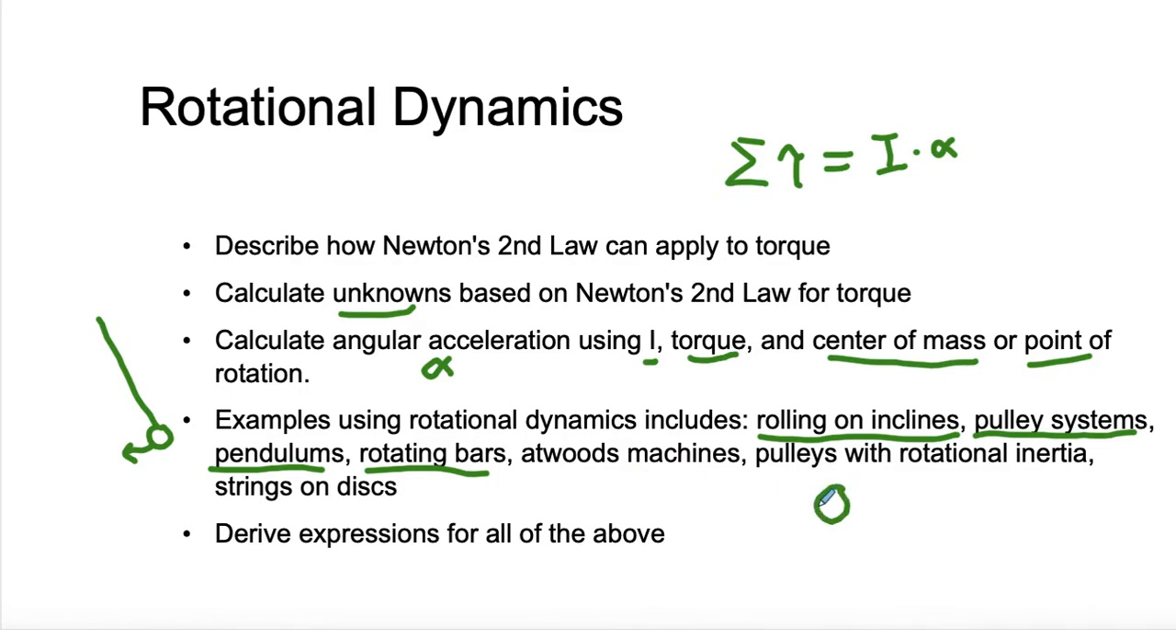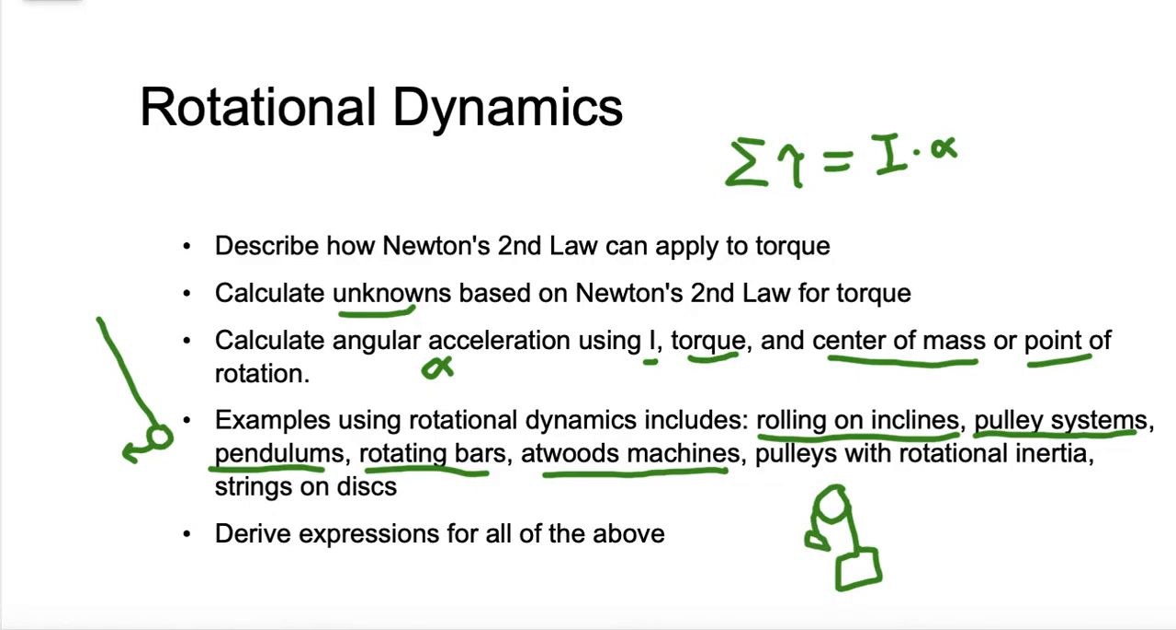There's the one where you have this is regular Atwood's machine, where you have two masses like this and they flip and they start to rotate. A modified Atwood's machine is where one of the masses is on a table. That's the modified Atwood's machine. So you got the Atwood's machine. Pulleys that have rotational inertia, strings wrapped around discs, all of those things are examples of things that could be rotational dynamics questions. And then you would have to derive expressions without numbers for all of those things.